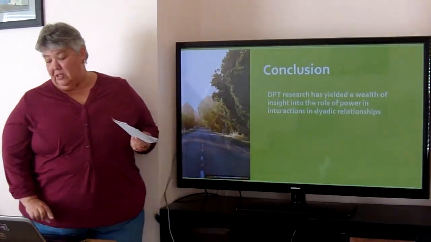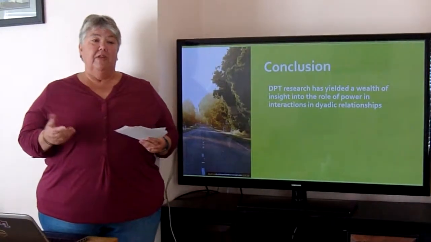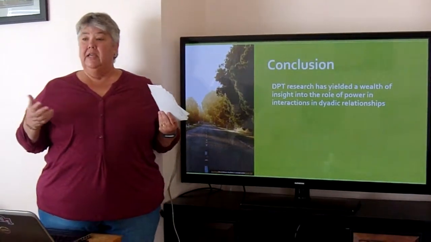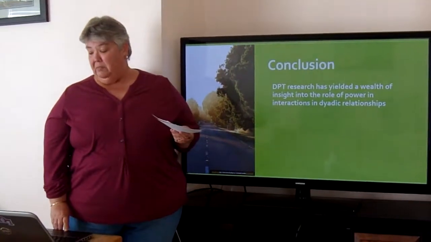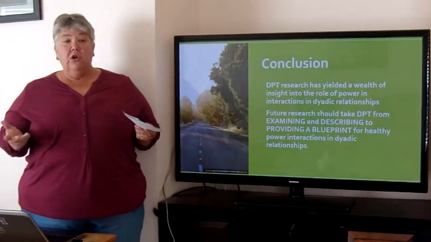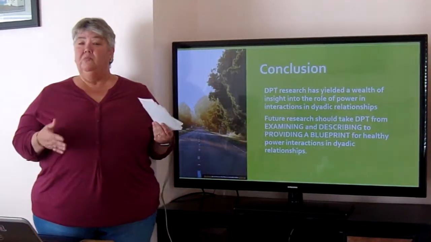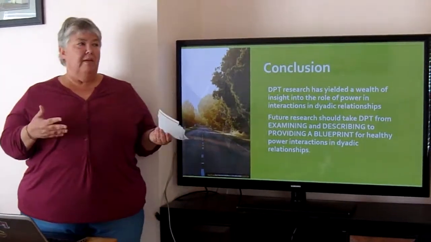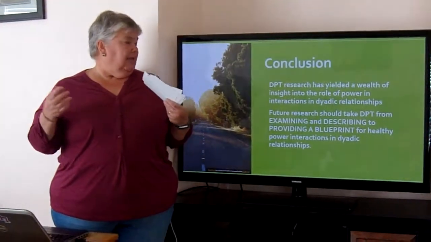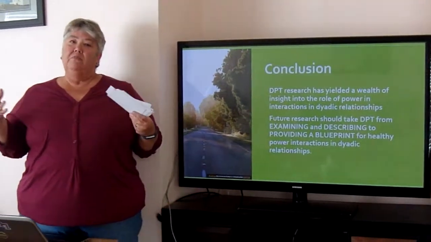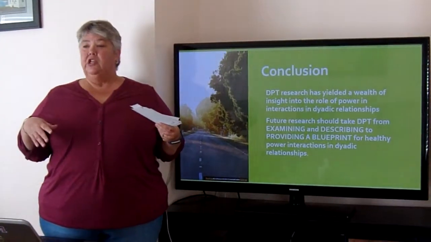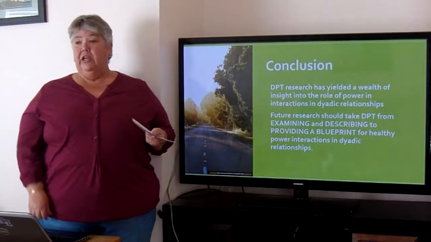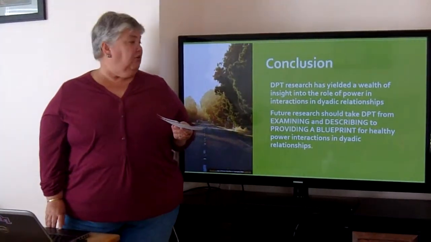Dyadic power theory has already yielded a wealth of insight into the role of power and dominance in interactions in dyadic partnerships. But it can be hoped that future research will move the theory from a role that has largely been describing and examining into a more proactive role in which it helps to develop a framework of healthy power interactions within dyadic partnerships.